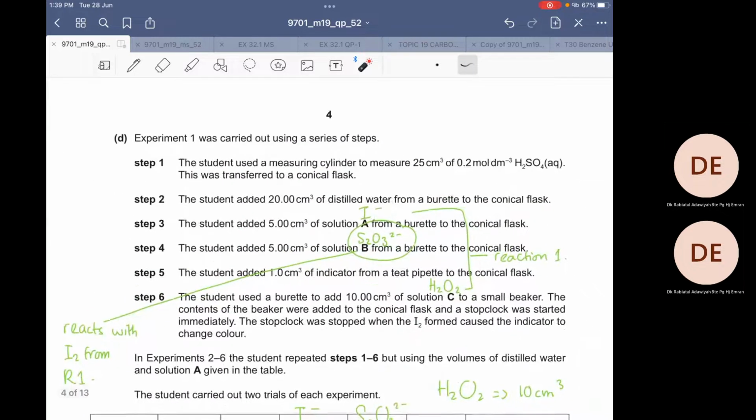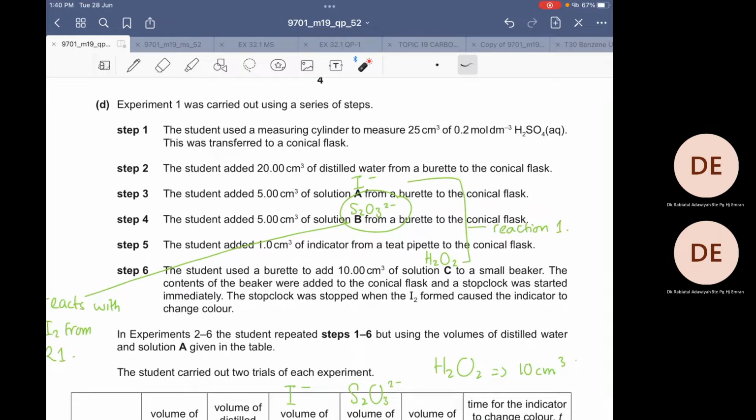So this experiment, what they do is they add 0.2 mole per dm cube of sulfuric acid and then distilled water. So they mix A, B, indicator, and C together. Okay, and then the contents, the stop clock was started, and then the stop clock will be stopped when the iodine formed caused the indicator to change color. Okay, so why would the iodine be formed?